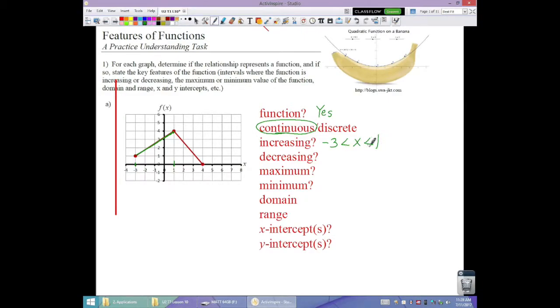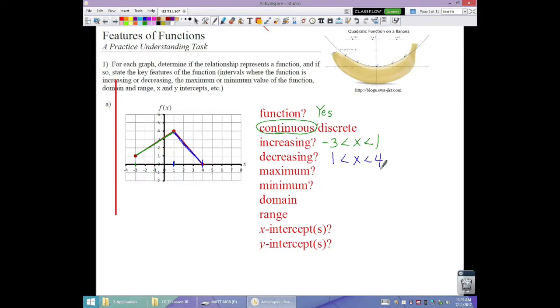And it is always up to you whether you use less than symbols or less than or equal on increasing and decreasing intervals. The decreasing side of the graph is this right-hand side. So that starts from 1 and decreases till we get to 4. So that's from 1 to 4.